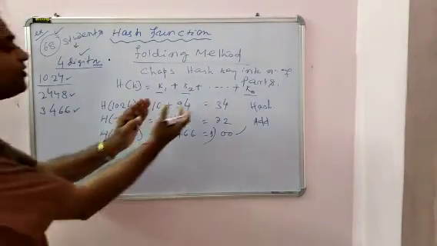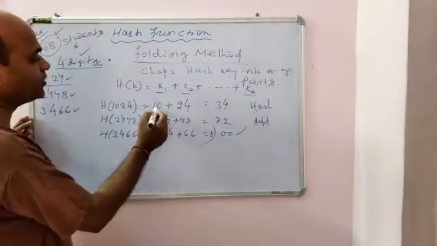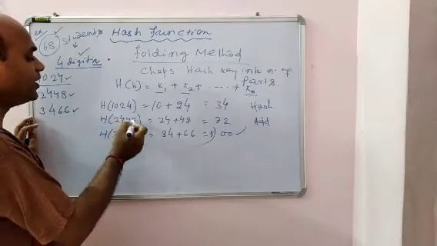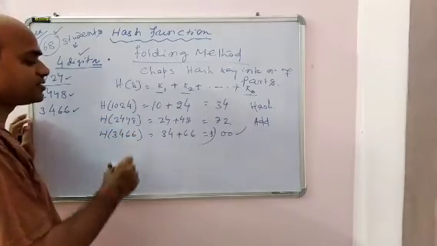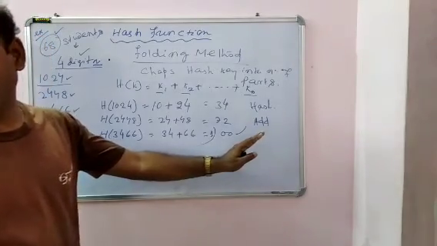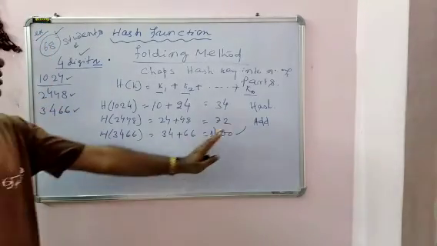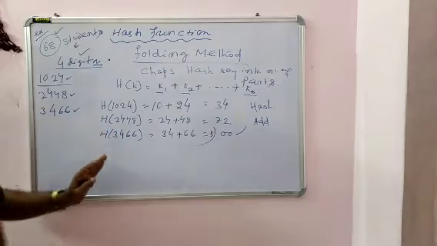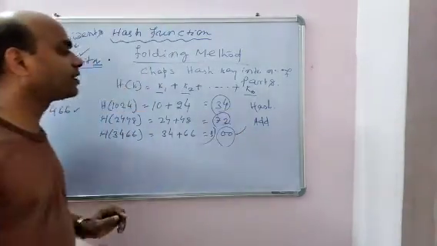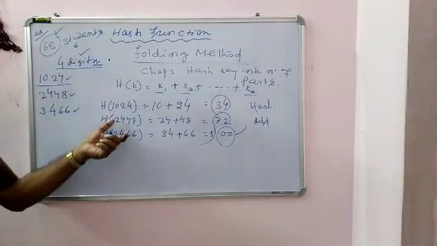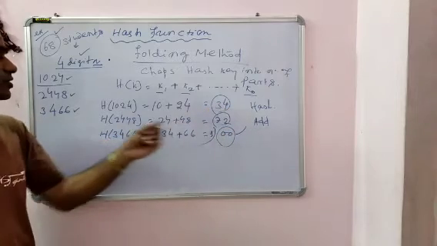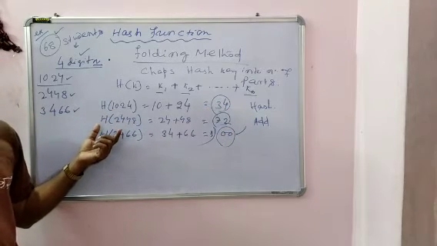Also we can reverse. Suppose in 1024 we replace the parts with 42 and 24, and 84 and 34 for 3466. In this way also we can calculate the hash function. Here you have to ignore the carry values. So 34, 72 and 00 are the hash addresses for these student roll numbers. At these addresses, the student roll number information is stored.